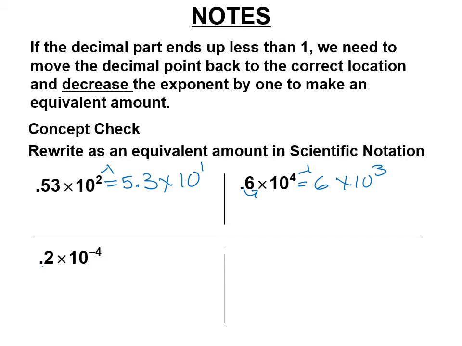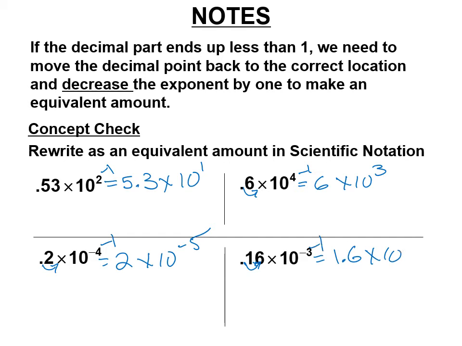Now with small numbers, we make that 2, and we make that 1 smaller. So negative 4 minus 1 is negative 5. We move this once, we've made it bigger, 10 times bigger, once, 1.6, and then we make this 1 smaller, negative 3 minus 1, negative 4.